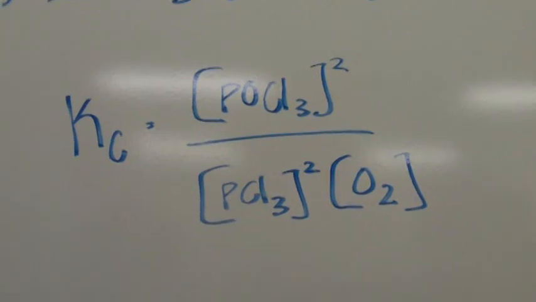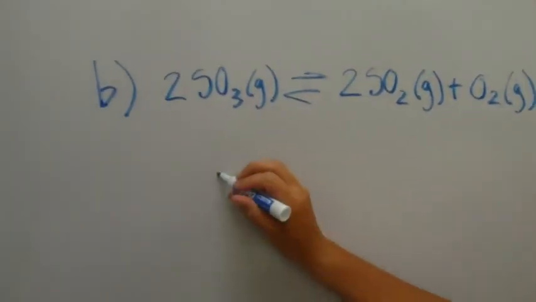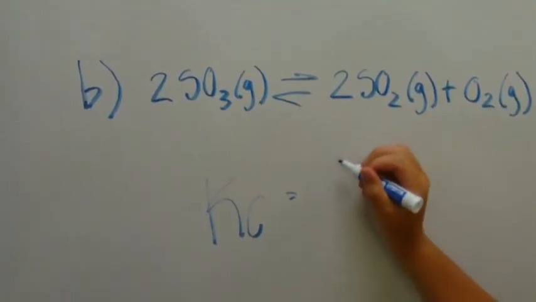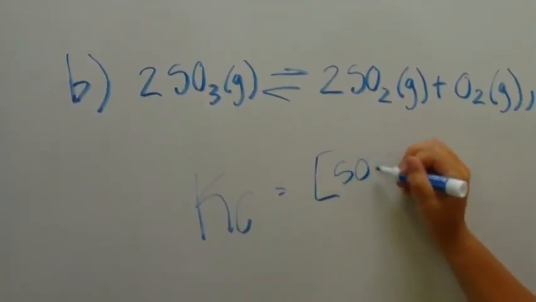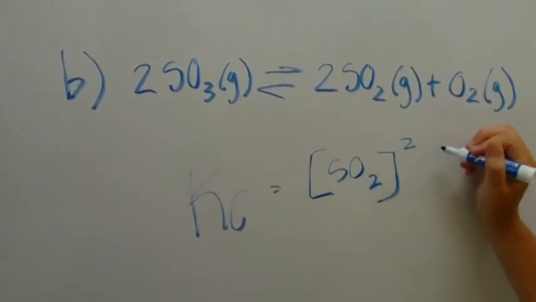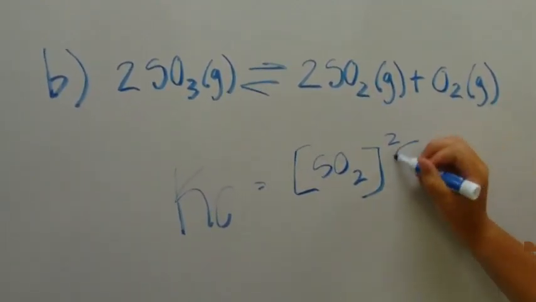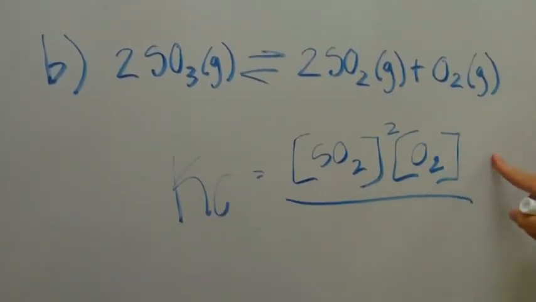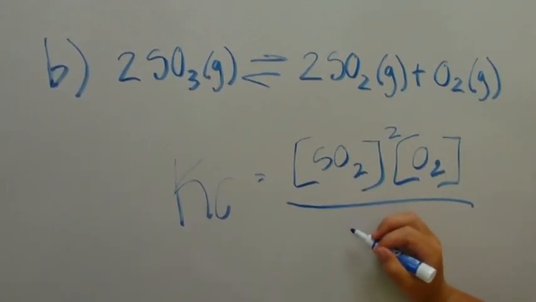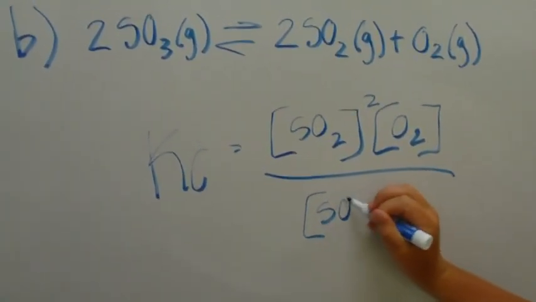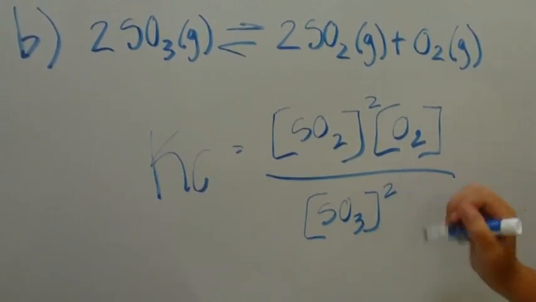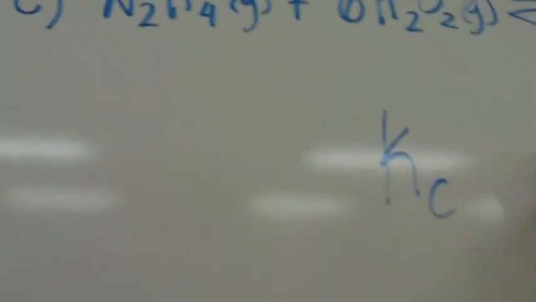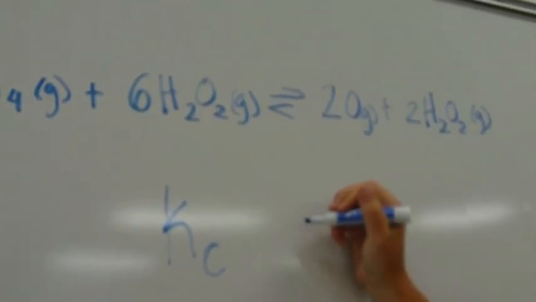So for problem B, the Kc value is going to be as follows. Raised to the second power, we get that from right there. Divided by, so we've got the products divided by the reactants. So this is pretty straightforward, and we're just going to keep doing this for all of the problems that are given.